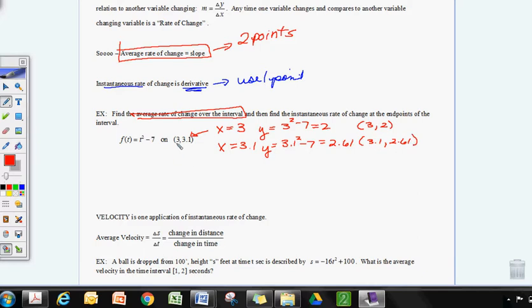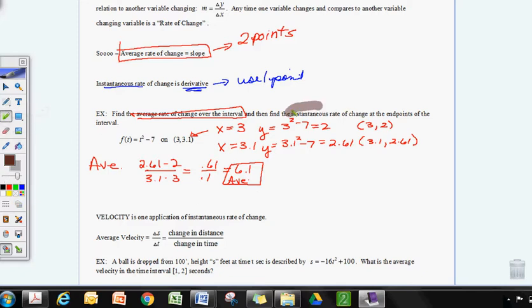Now, to find my average rate of change, I am just going to take my slope formula and do it. So I'm going to have 2.61 subtract 2 all over 3.1 subtract 3, which gives me 0.61 divided by 0.1, which turns out to be 6.1. That is my average rate of change. Got it. Slope formula. No derivative, no anything fun.